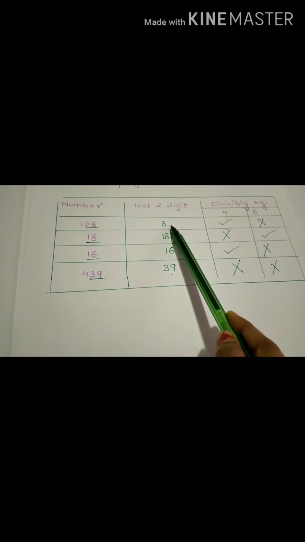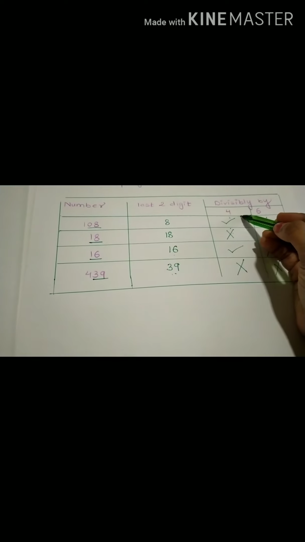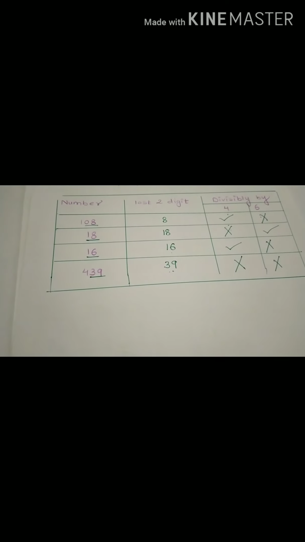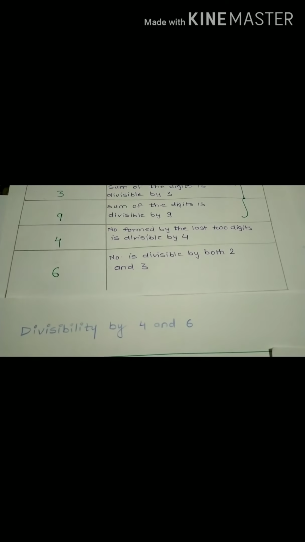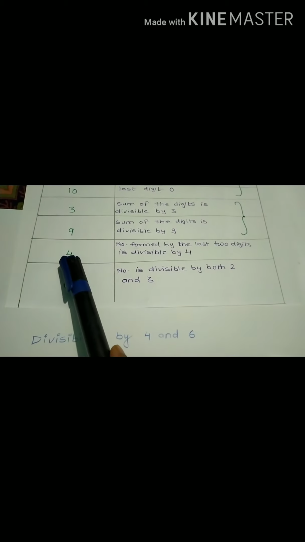Last two digit is what? 08. That means 8. And 8 is present in the table of 4. It means that number is divisible by 4. Now let us check the divisibility by 4 and 6. So first we will see divisibility by 4.